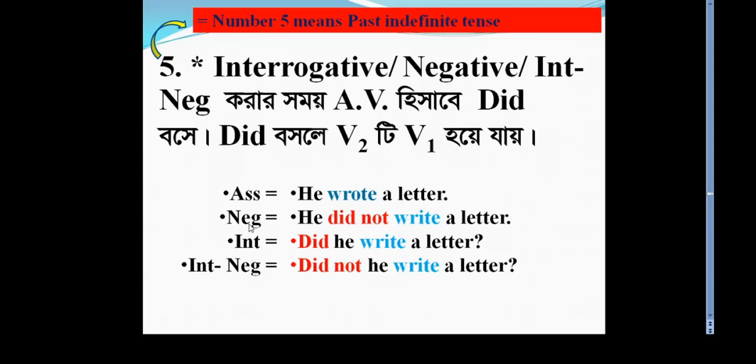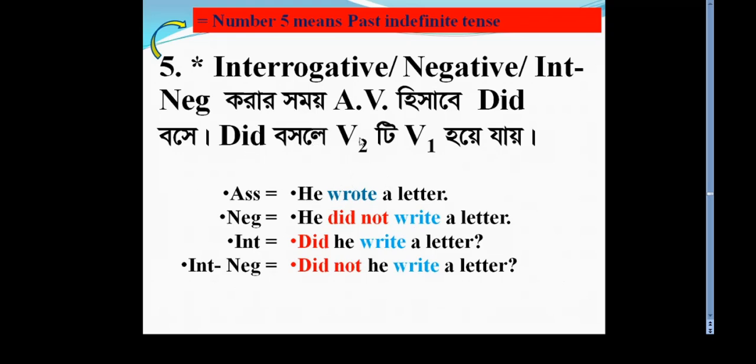For negative we use did auxiliary verb. Here did is as auxiliary verb, and we added not for making negative. And when we use did, we change the form of verb. Here we find b2, but it will be changed into b1.